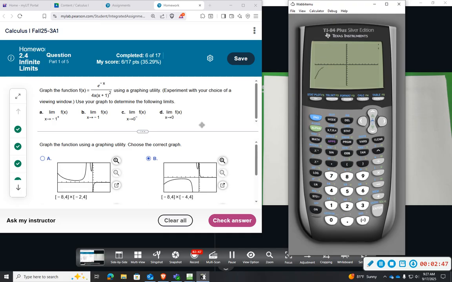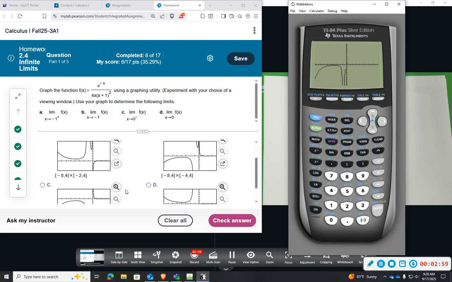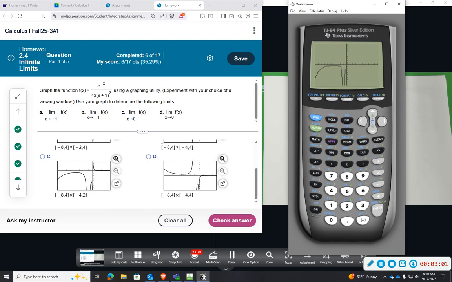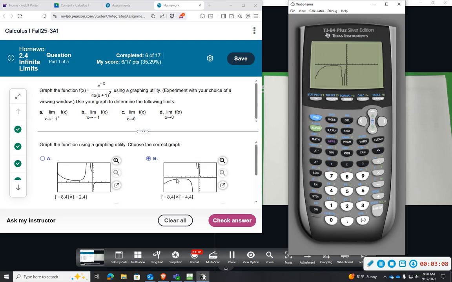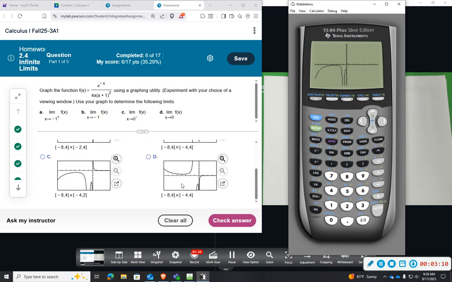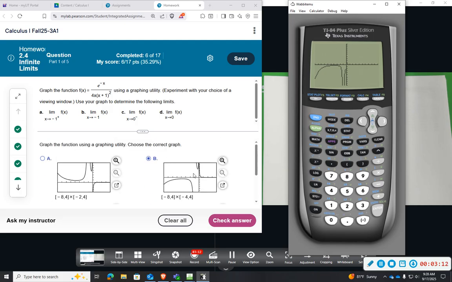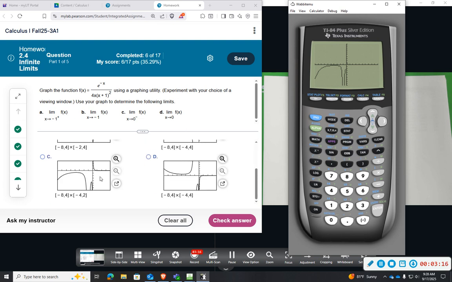I should be on the normal viewing window, 10 by 10. However, what I'm going to do is make my x go from -8 to 4. We have a couple of different options for y, -2 to 4, and -4 to 4. I'm probably going to do -4 and see if it matches one of these, because I'm pretty sure it looks more like this one. I can see the big hump. So I would say either C or B based on that.